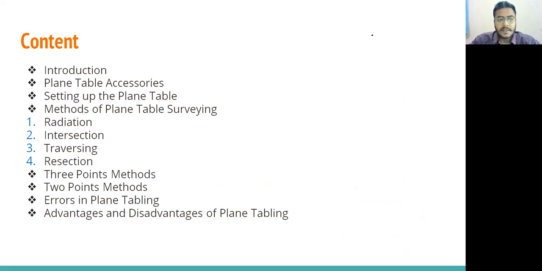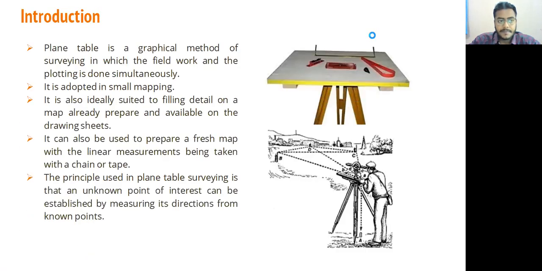In the method of plane table surveying, I will discuss radiation, intersection, and traversing. In the second part, I will discuss resection, the 3-point method of resection, the 2-point method of resection, errors in plane tabling, and advantages and disadvantages of plane tabling. Right? So let's start with the introduction.